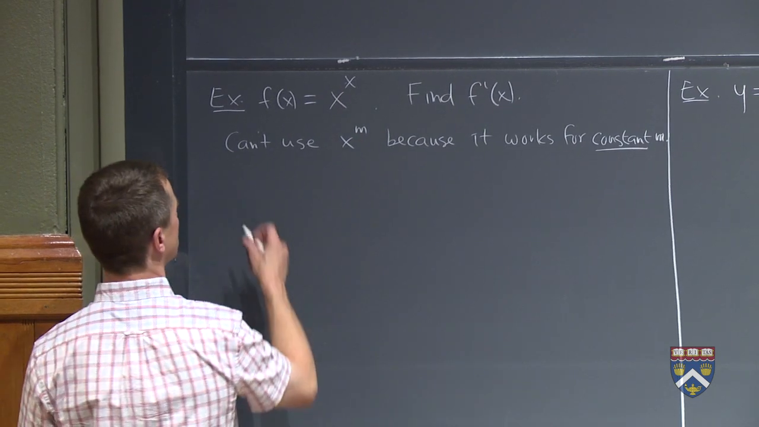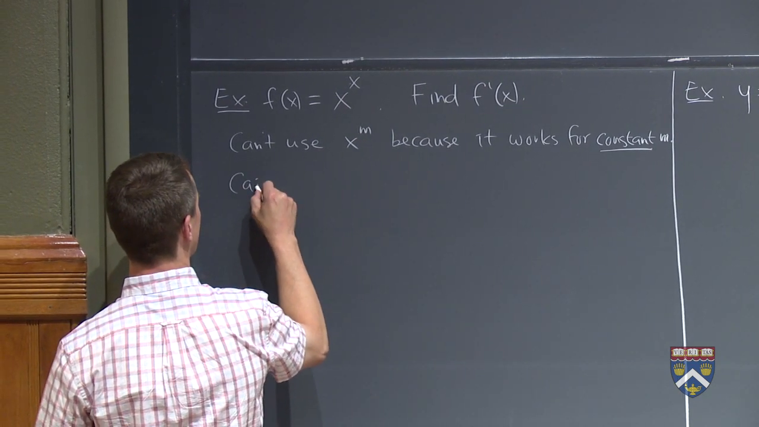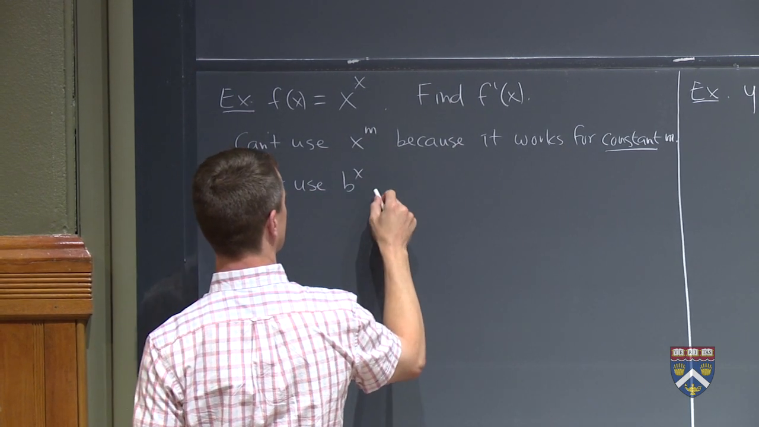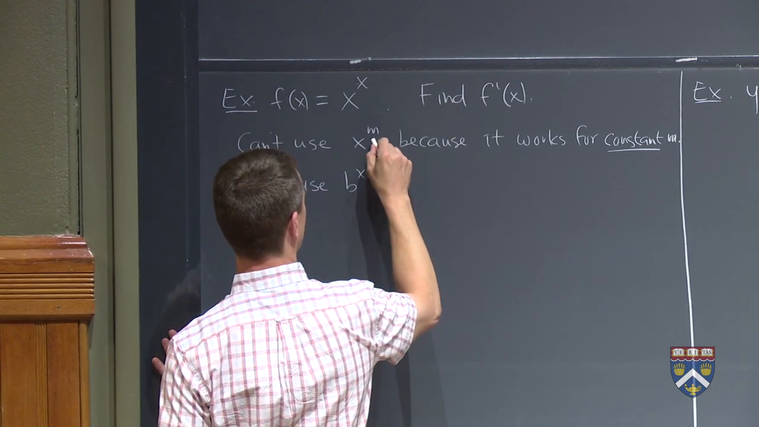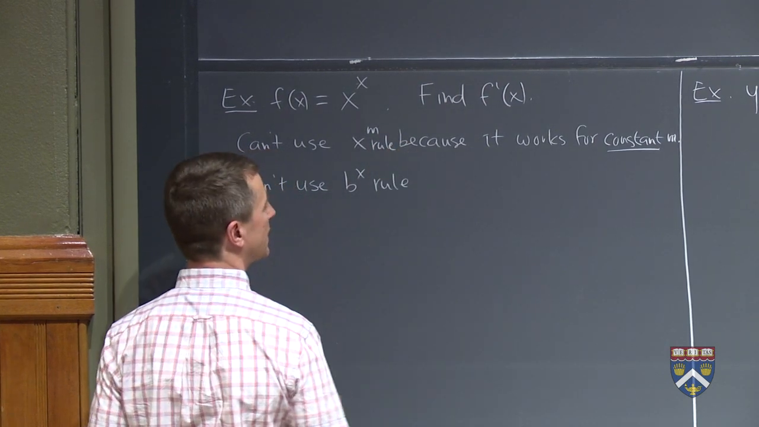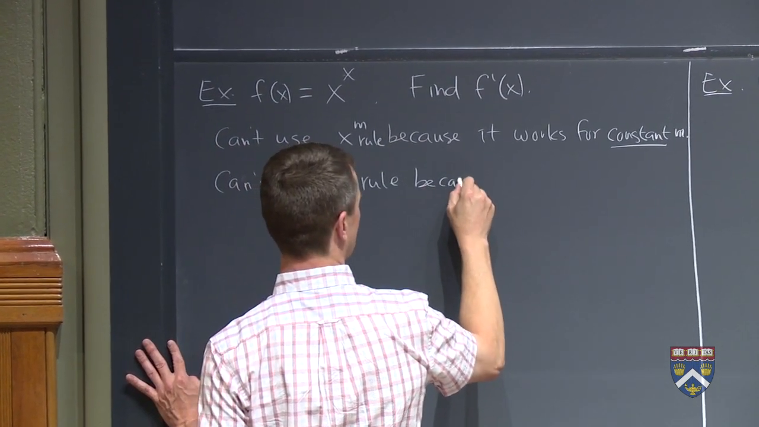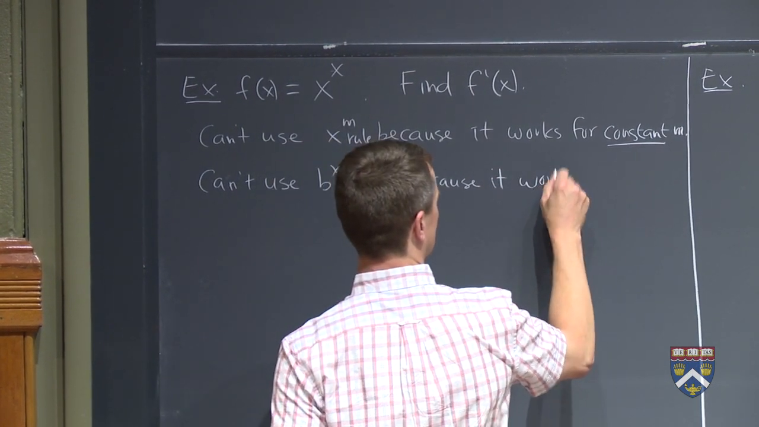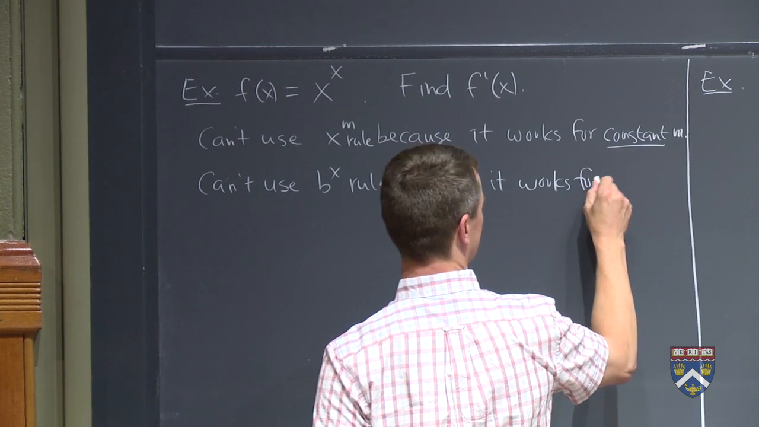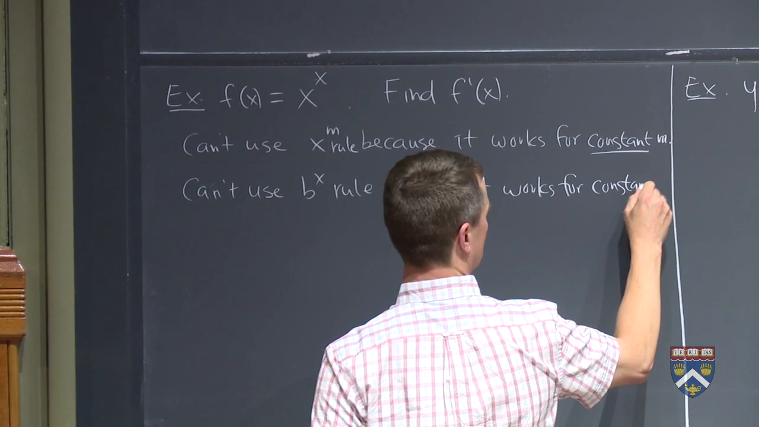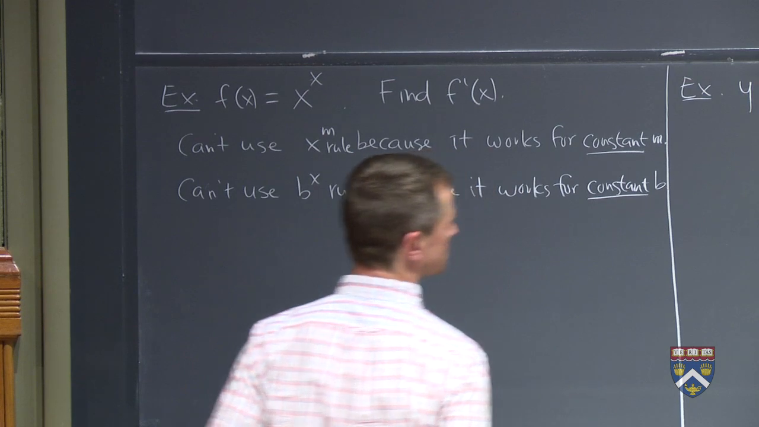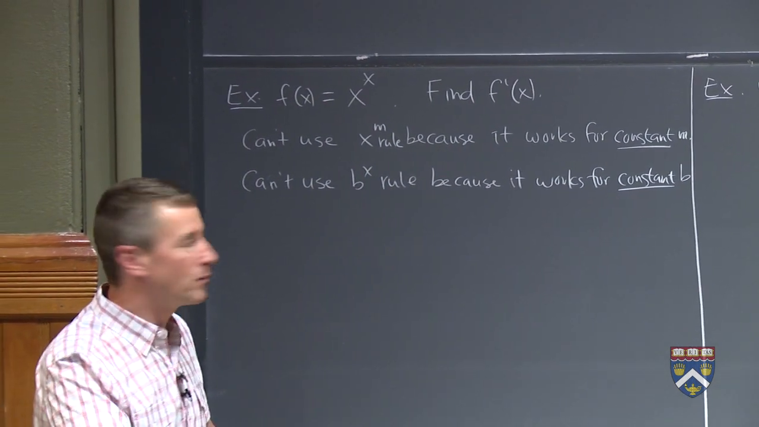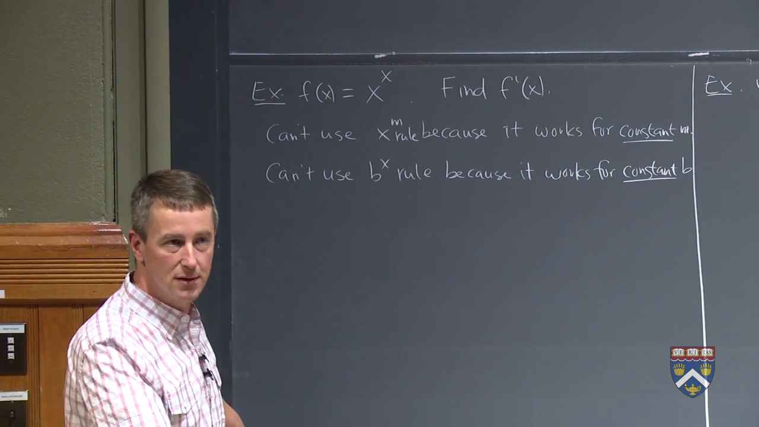You might also think we could use the exponential rule, our b to the x rule. I meant to say rule up here. We can't use the b to the x rule because that rule only works when b is a constant. So we're in trouble here. We need to find a way to take this derivative, but we can't use either of our rules.